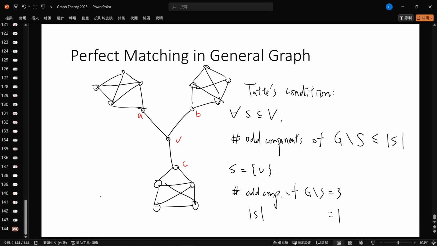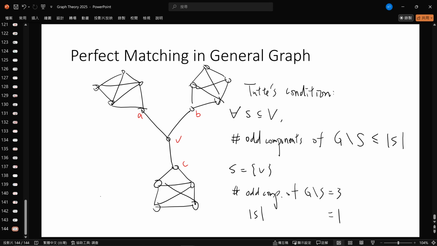Okay? So for example, you can saturate C by matching v and C. But then you cannot saturate A and B. Okay? So to saturate A and B, you have to add exactly 2 more vertices to the graph so that you can saturate A and B. Okay, so yeah, so that's it.